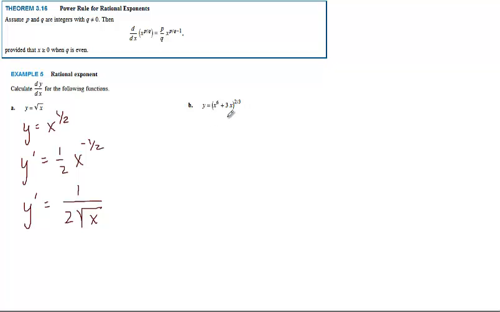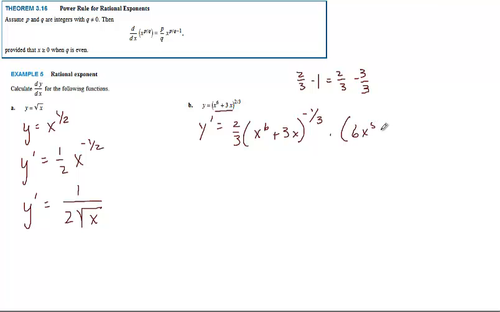This next one involves the chain rule. Y prime equals, where this is the inside function, 2/3, leave the inside function alone, 2/3 minus 1, here's your 4th grade work for you, would be 2/3 minus 3 over 3. That would be a negative 1/3. Alright, so I use the chain rule. Take the derivative of the outside, leave the inside alone, times the derivative of the inside. The derivative of the inside is 6x to the 5th plus 3.